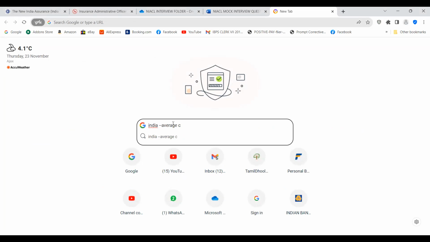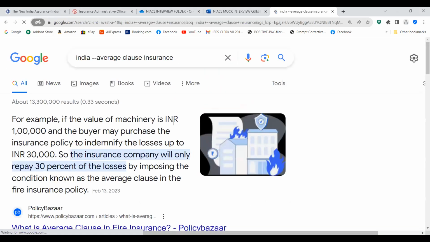When the value of insurance is less than the value of property, then the average insurance clause comes in, as it takes a proportionate value of the claim. In other words, you are seeing on the screen. Are you seeing on the screen now?